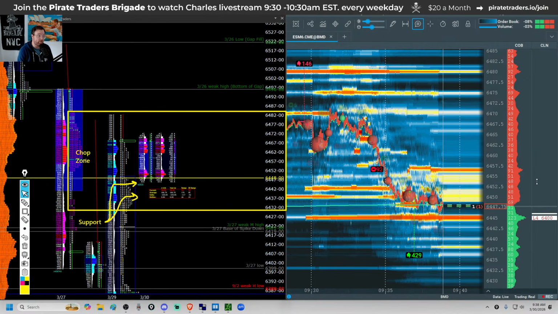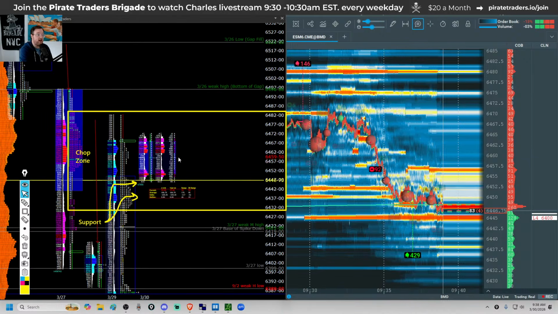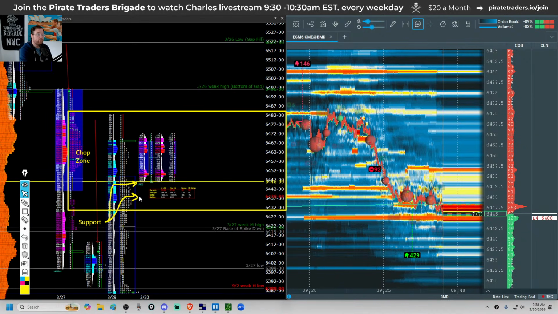Okay, so this is where we're looking for a bounce. If we get the bounce, we're looking to head up and test 64.59 for resistance. If we don't, we're heading lower to 64.38.